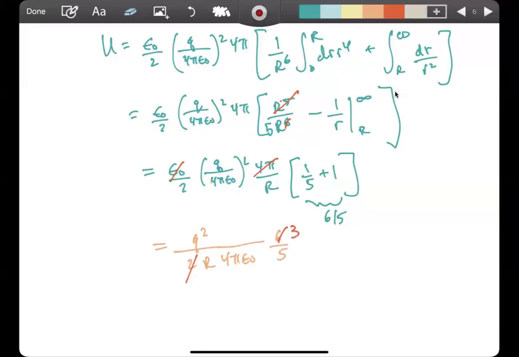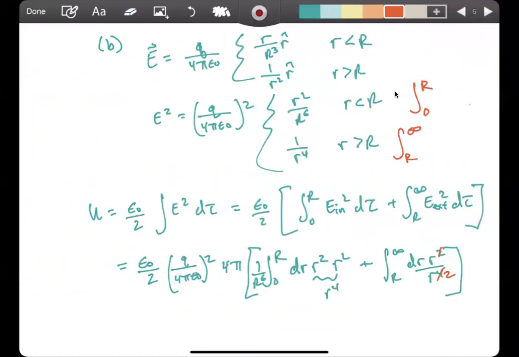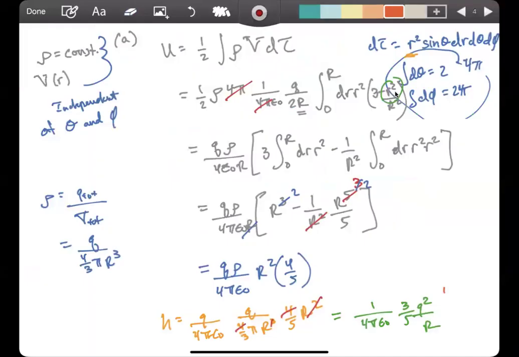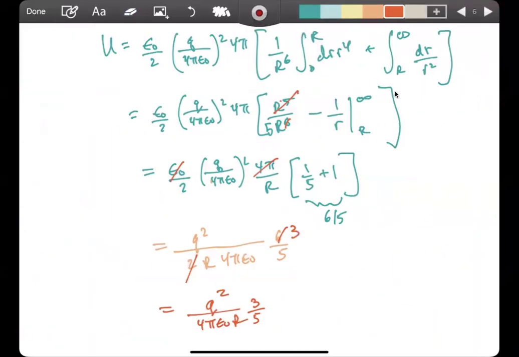And finally, what we get, plugging in all of our stuff, is this guy finally becomes Q squared divided by 4 pi epsilon naught times then 3/5 with an R. Now, comparing that to our previous example or previous answer, of course, it's exactly the same thing as it should be, right? So the energy stored is exactly the same. Now, let's do the last one.